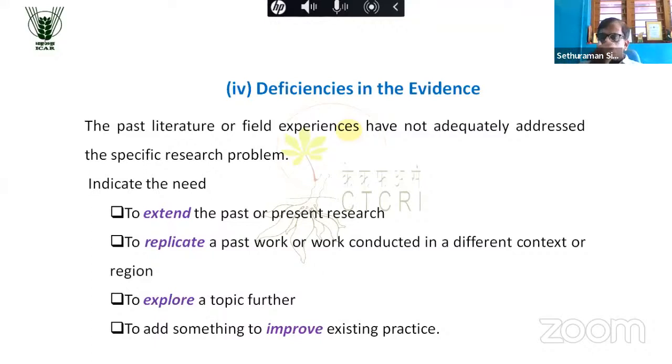So these are all the things which you have to say: that previous research work is conducted only up to this, and I want to take it further, or I want to explore more, or I want to replicate the work conducted in other universities or other places. This you have to write in 2 or 3 paragraphs.